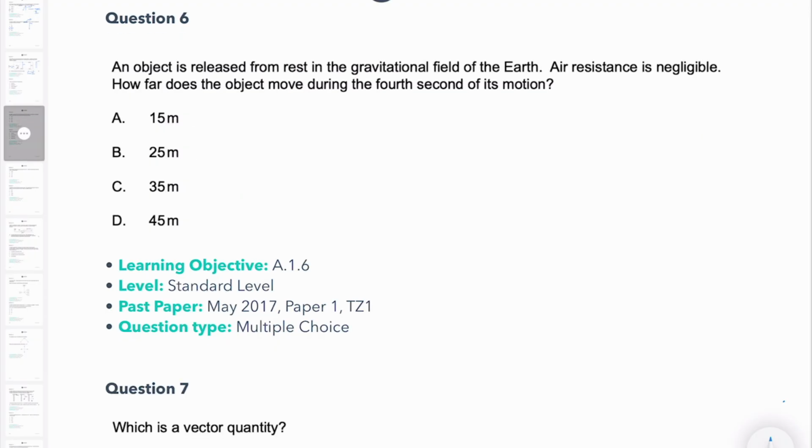Question 6. An object is released from rest in the gravitational field of Earth. Air resistance is negligible. How far does the object move? So we want to know what s is, during the 4th second of its motion. During the 4th second means how far does it move between 3 and 4 seconds. So we want to find out how far it's travelled in 3 seconds, how far it's travelled in 4 seconds, and then subtract it to find this distance here.